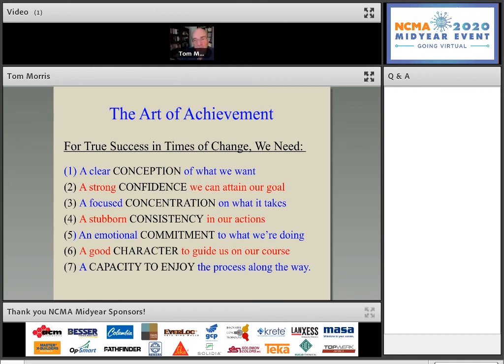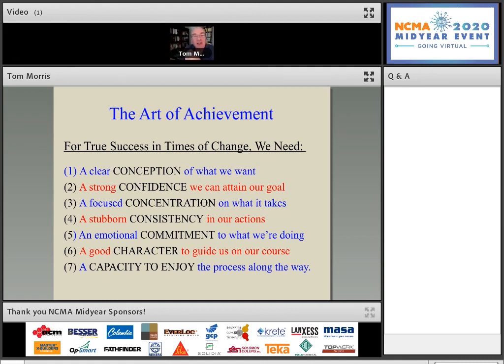We need a clear conception of what we want to see happen next. Goal setting is hardest in times of change, but it's the most important in times of change. We need a clear conception of what's the next step we're going to take, right? A clear goal. Number 2, we need a strong confidence we can attain the goal. Most people look to their circumstances to give them confidence. Great athletes, great military leaders bring their confidence to their circumstances.